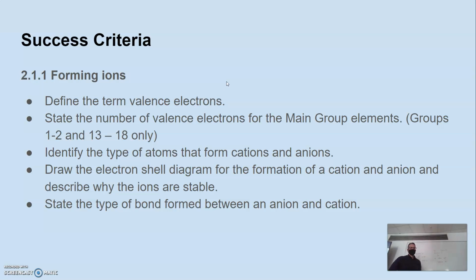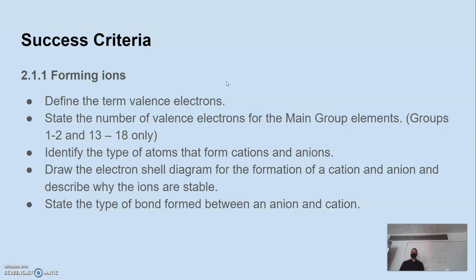Okay. So we want to determine, defining the term valence electrons. We already know what that is. What's a valence electron? The outer shell electrons, awesome. State the number of valence electrons in the main group elements, groups 1 to 2, 13 through 18. How many electrons in group 1? Group 2? 2. Group 13, how many? Group 15, how many? 5. Group 17, how many? 7. So what did I say? Group 15, 5. 17, 7. Group 18? 8. Awesome.